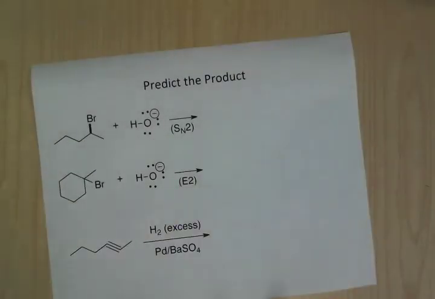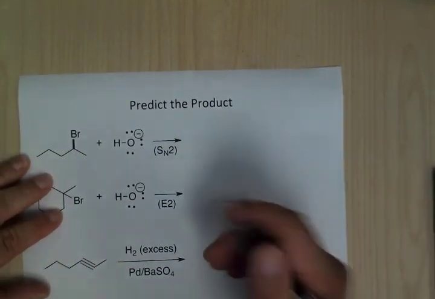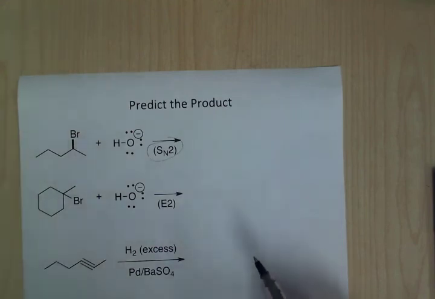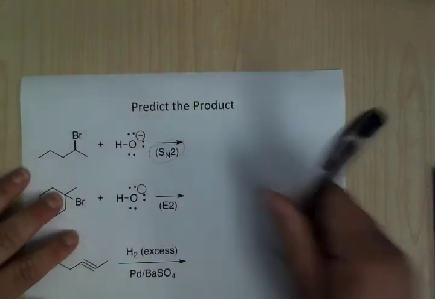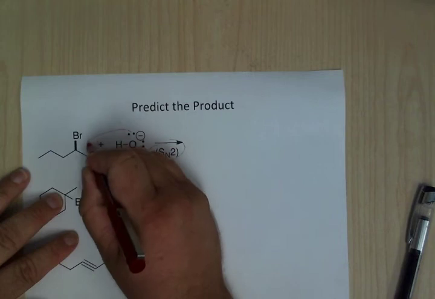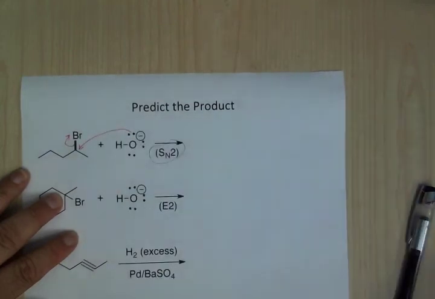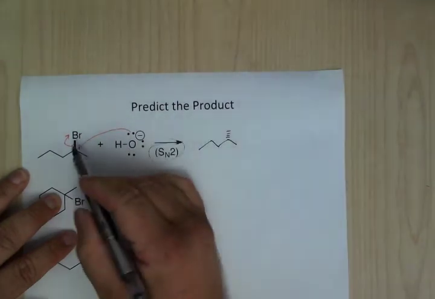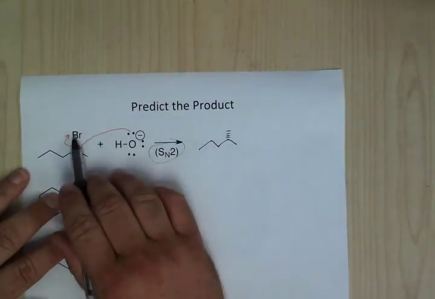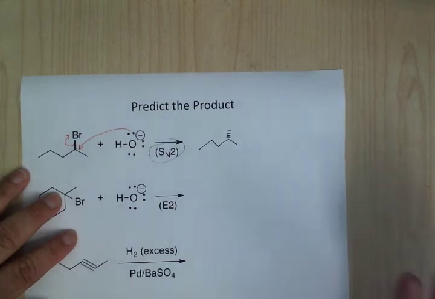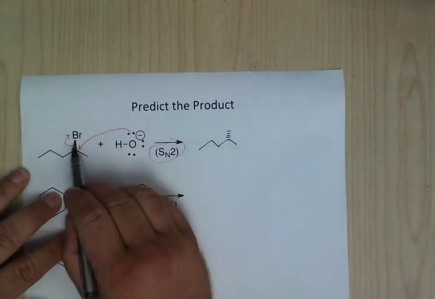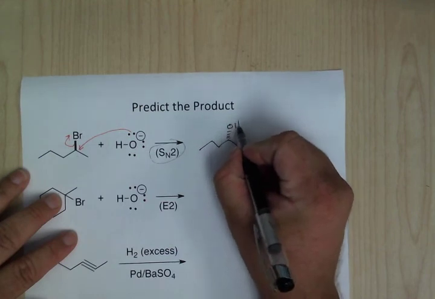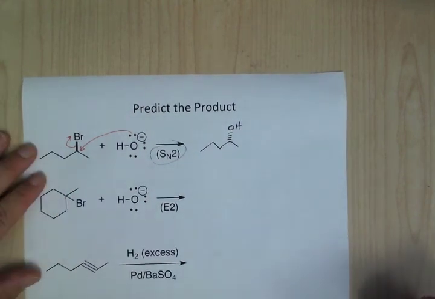Okay. So predict the product, right? We know I want to see an SN2, so I'm going to tell you which kind of product I want. So for here, you're going to get backside attack. You are going to get the substitution product. So you're going to swap in the OH for the Br, but with an SN2 you get inversion. So if the leaving group's on a wedge, what you put in is going to be on a dash. So it's like that.